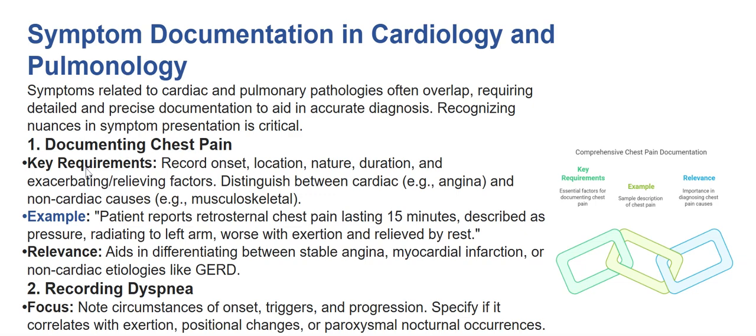Documenting chest pain. Key requirements: record onset, location, nature, duration, and exacerbating or relieving factors. Distinguish between cardiac, for example, angina, and non-cardiac causes, for example, musculoskeletal. Example: patient reports sternal chest pain lasting 15 minutes, described as pressure radiating to the left arm, worse with exertion and relieved by rest.